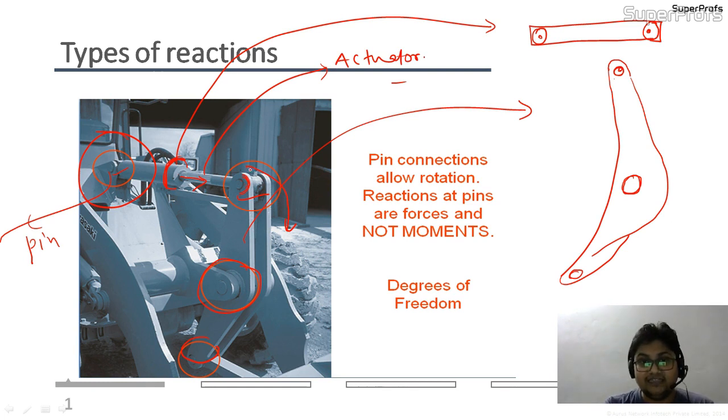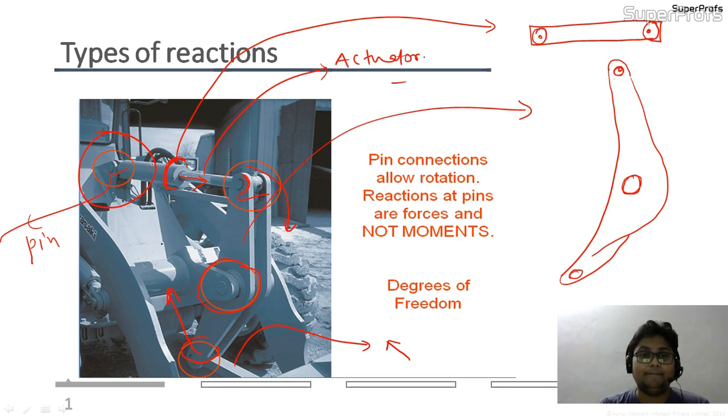this link will rotate. As it is a rigid link, this side will go backwards on account of rotation. And you see some other link which I was not able to capture properly. You can see that this link will be going backward. So it is a complete mechanism.